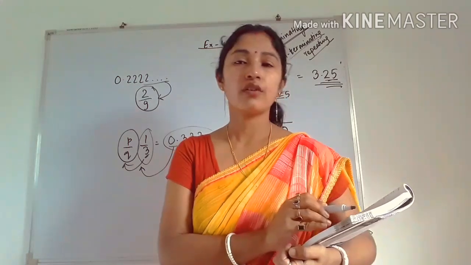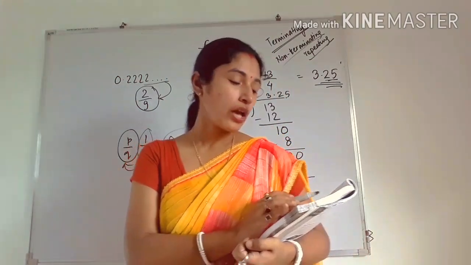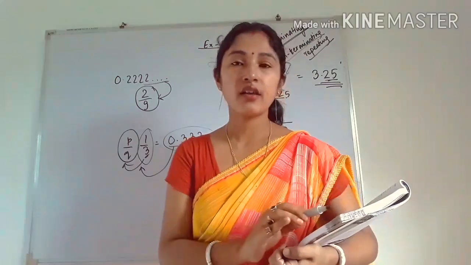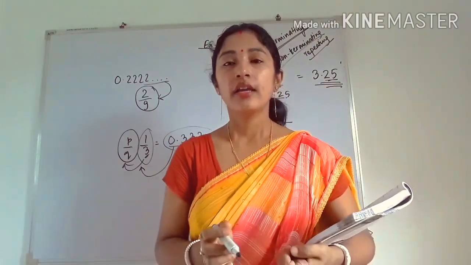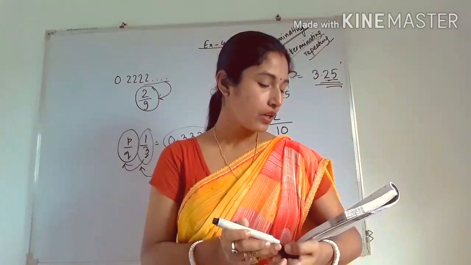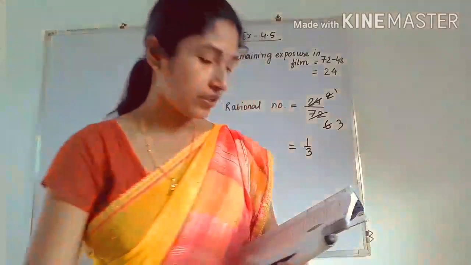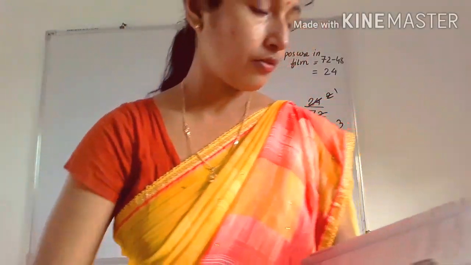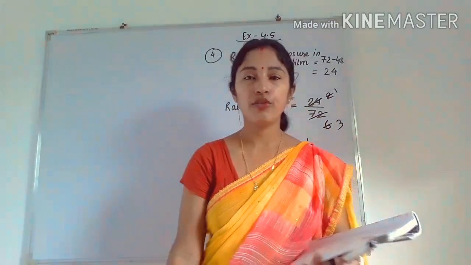Similarly, G number is non-terminating and non-repeating. So except F and G, all are rational, and F and G are irrational numbers. Okay. So what is given, that there is a camera which is loaded with a new film, and in the new film there are 72 exposures.